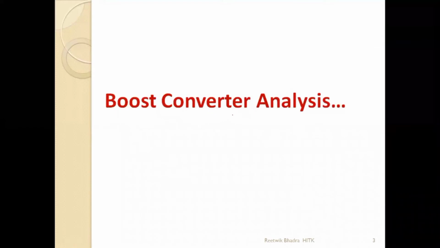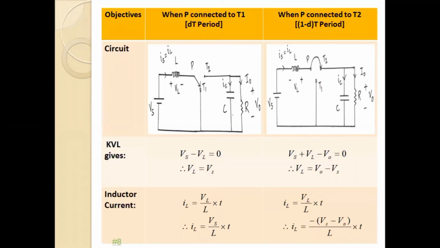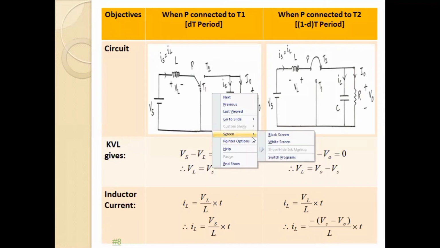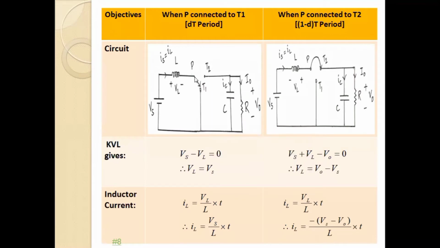Okay. So we'll jump into the analysis. How are we doing the analysis? We have a DT period and a 1 minus D T period. In the DT period, what will happen? P will be connected to T1 as shown over here. In the 1 minus D T period, what will be there? P will be connected to T2.